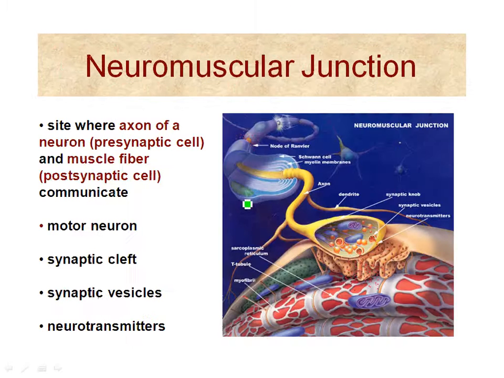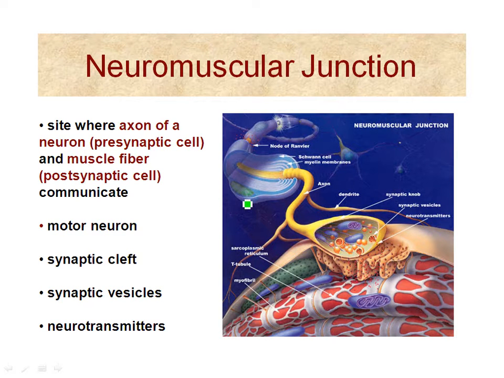All right, so now that we've got the basics, let's talk a little bit more about the things that are a part of that neuromuscular junction. So this is the site where an axon of a neuron, which is a presynaptic cell, meets a muscle fiber, which is a postsynaptic cell, and communication occurs between those two cells. Now what I mean by synapse is a space. So you see presynaptic cell, meaning before the synapse, and postsynaptic, meaning after the synapse. The synapse is actually a space.